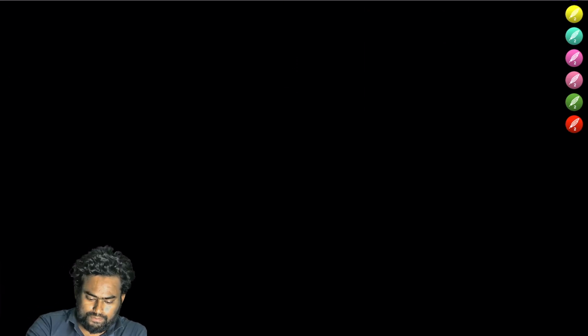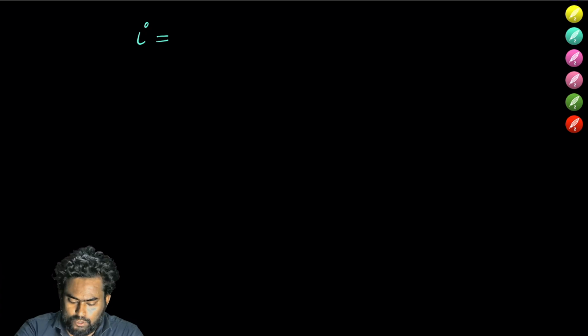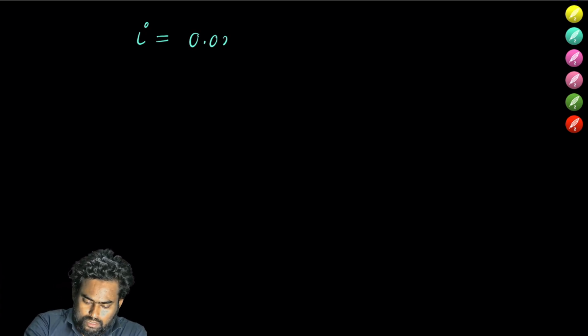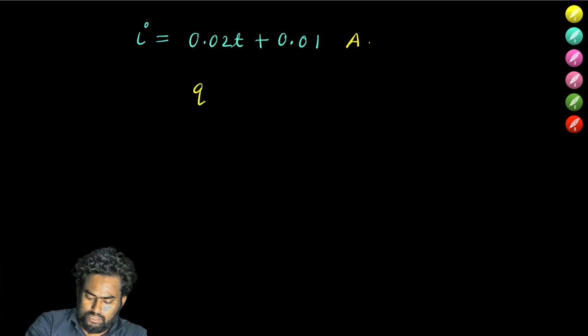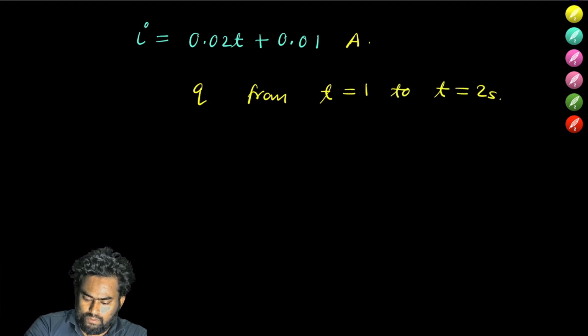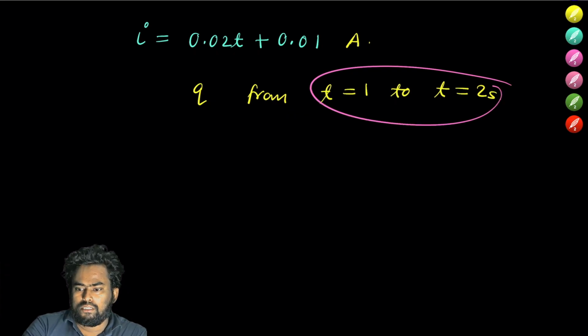Let's see this question. Current is given as 0.02 t plus 0.01 ampere. This is the current. So what is the charge that will flow through the wire from t equals 1 to 2 seconds? What charge will flow between this time interval?